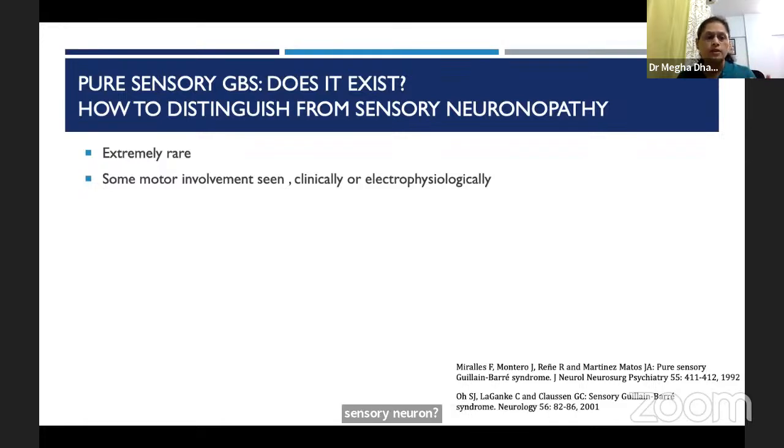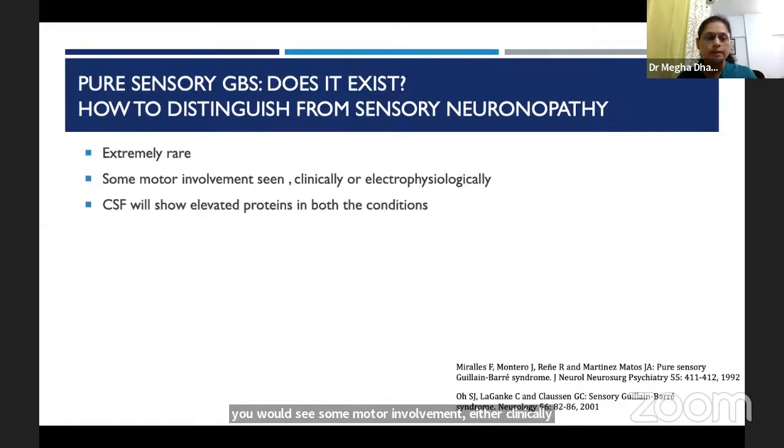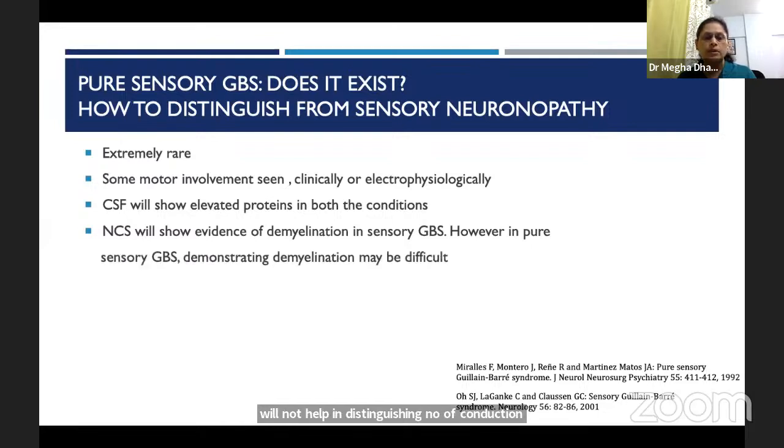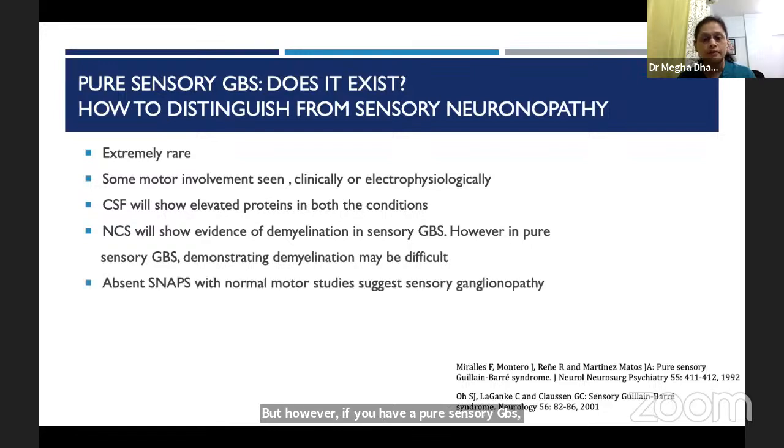Typically in a GBS, you would see some motor involvement, either clinically or electrophysiologically. For these cases, CSF will show elevated proteins, which will not help in distinguishing. Nerve conduction studies will be helpful because demyelination is seen in sensory GBS as well. However, if you have a pure sensory GBS, demonstrating demyelination itself is a difficult task, because absent SNAPs will not help you differentiate between a demyelinating or an axonal GBS or a sensory neuronopathy. However, absent SNAPs with normal motor studies are in favor of a sensory ganglionopathy.